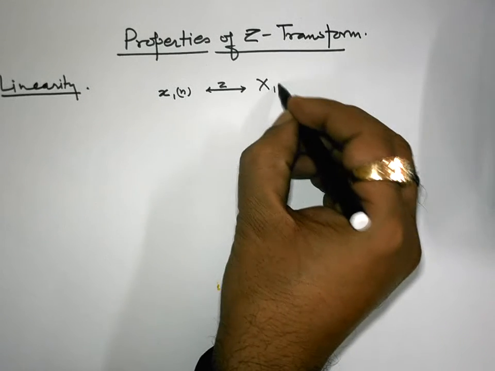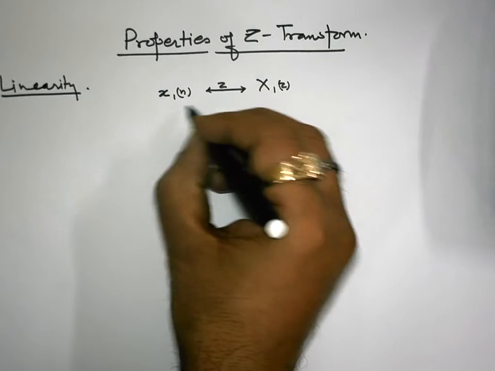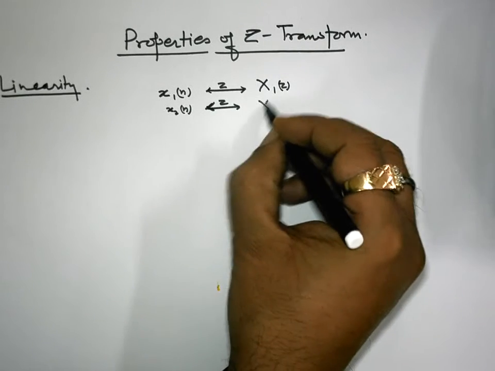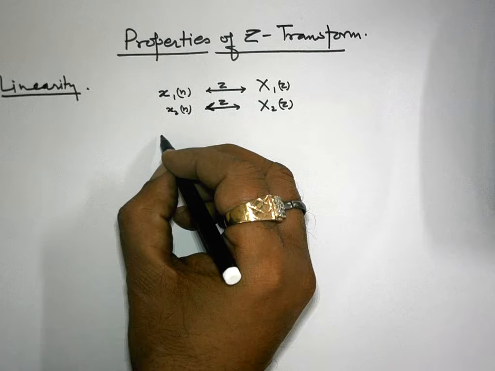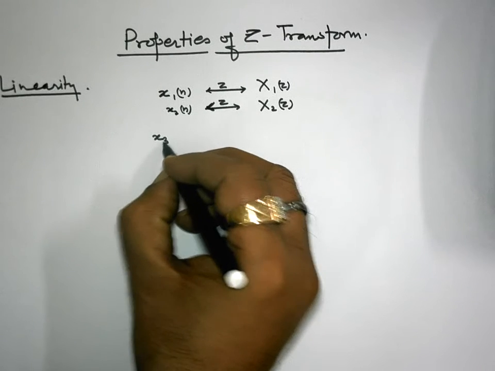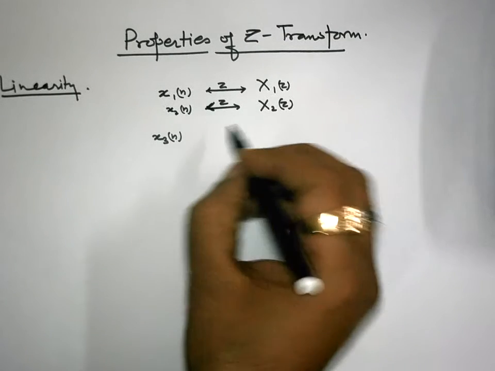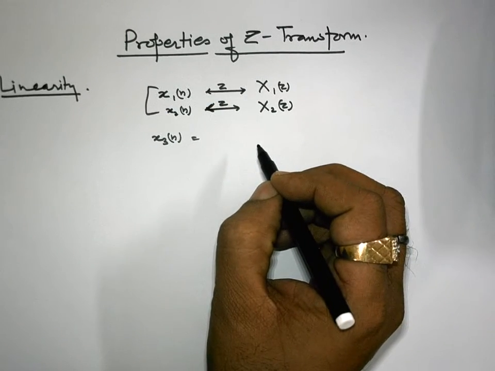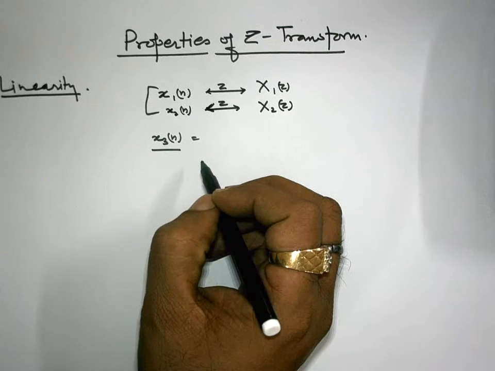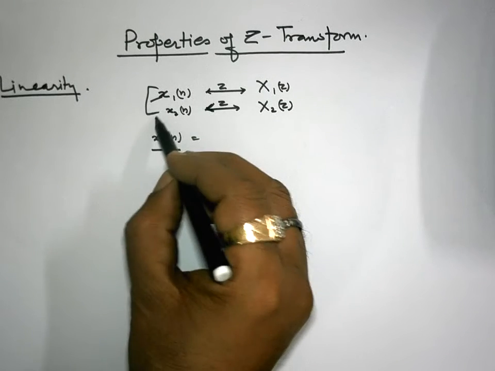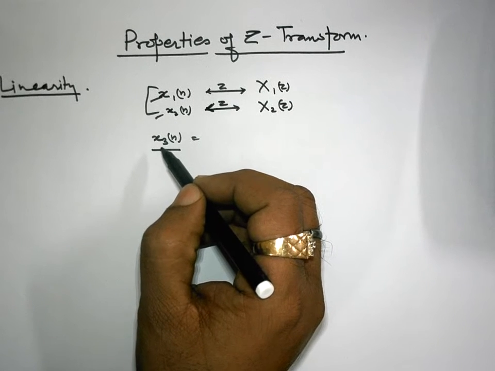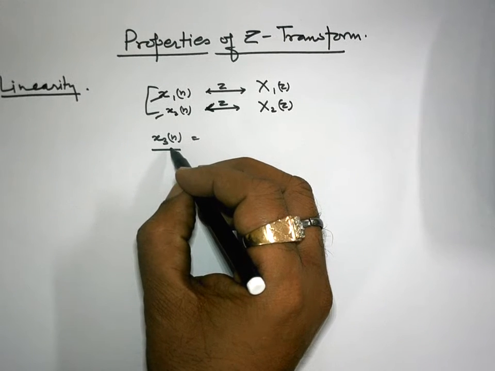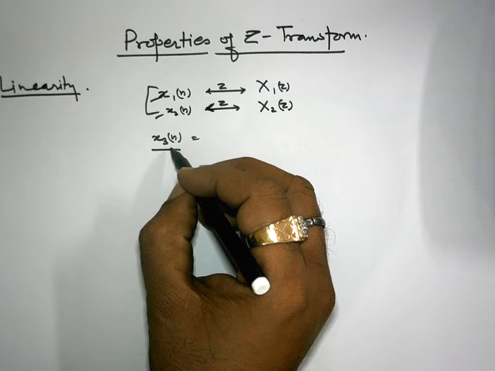x1(n) is X1(z) and the Z transform of another signal x2(n) is X2(z), then say we have another complex signal which is formed by the summation of these two signals. We are indirectly saying that if we can decompose this complex signal in the form of these simple signals whose Z transform is known to us, then the Z transform of this complex signal can easily be evaluated.